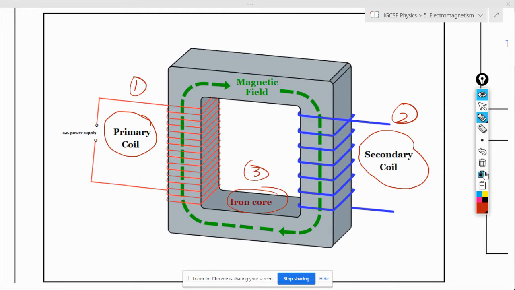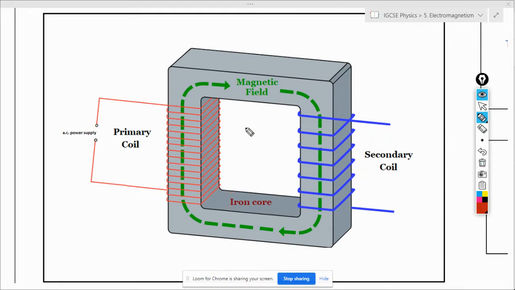So now what do all these things do? Notice the primary coil is connected to an AC power supply. Transformers have to be connected to an AC power supply, otherwise they just won't work, because they need an alternating current so that they can have an alternating magnetic field around this primary coil. So far we have a primary coil connected to an AC power supply.